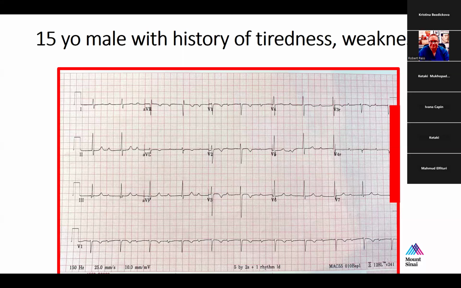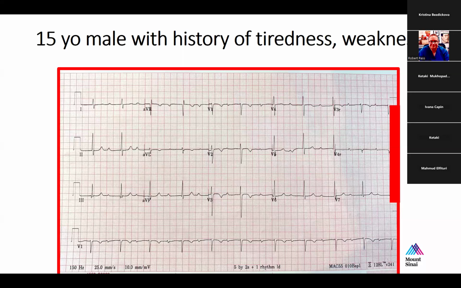And on Zio patches, there have been episodes of Mobitz 1 and even a rare possible Mobitz 2 here and there. But there's never been a pause on the monitor for more than 2 or 2.5 seconds, and nor has there ever been more than two P waves that didn't conduct.